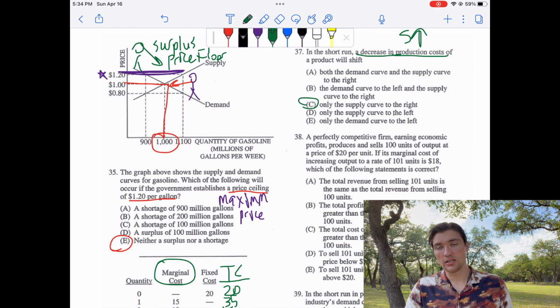Remember, if it's a decrease in the production cost, it is cheaper to buy things. You can buy more cotton for your t-shirts. So supply to the right.